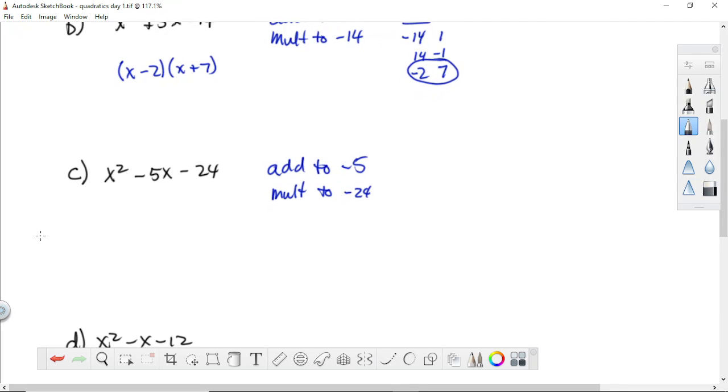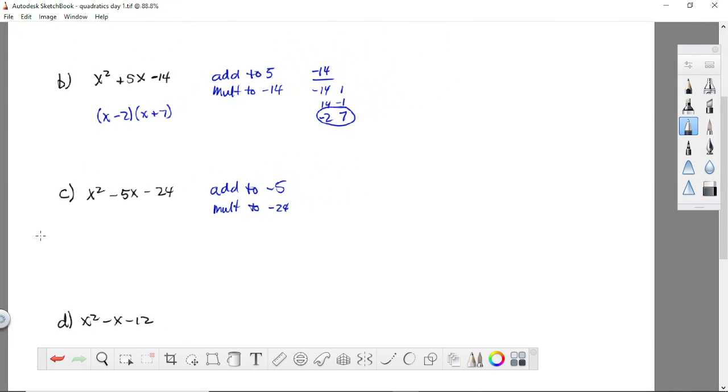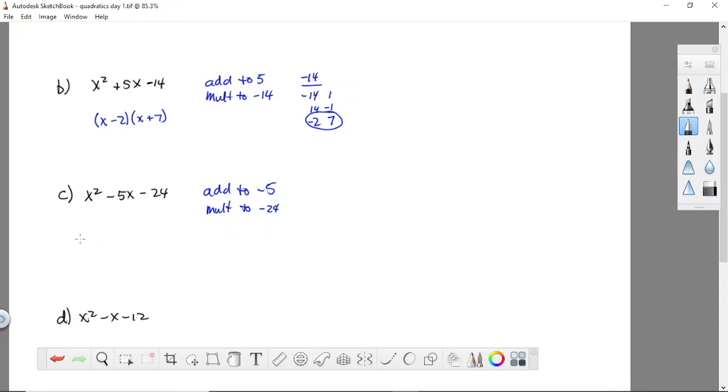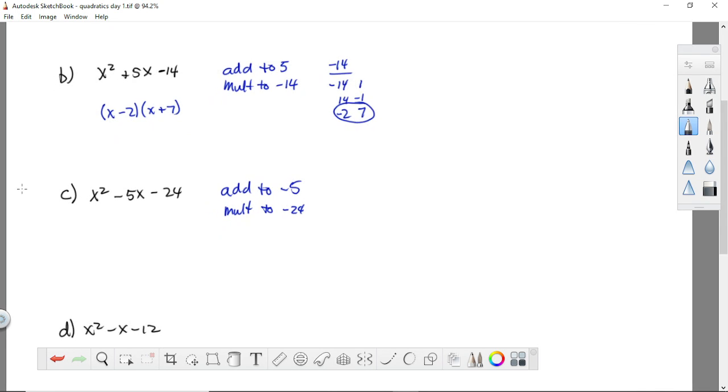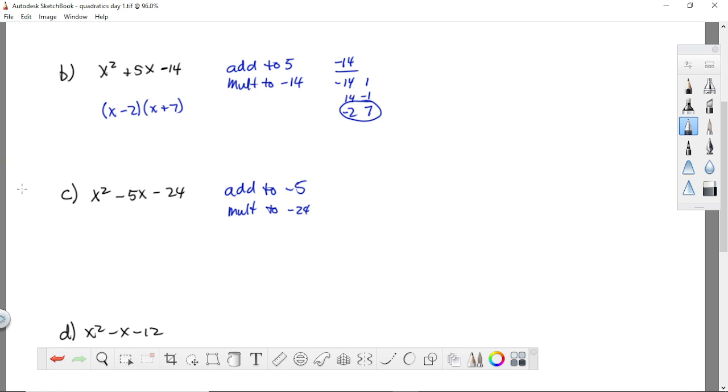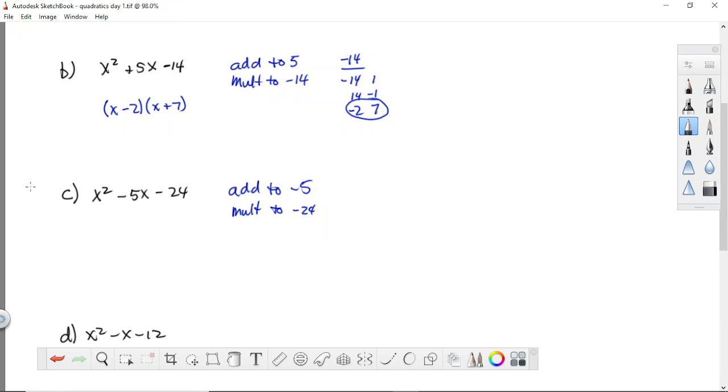Kind of messed this up. It's hard to get this back when you get it shrunk. Sorry about that. There we go. There. Okay.